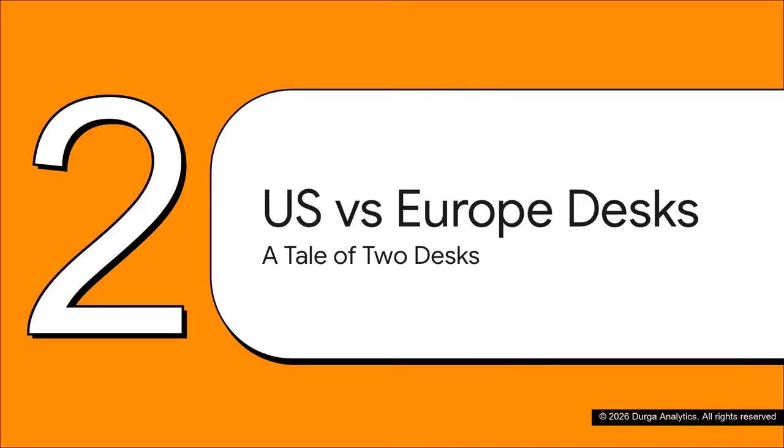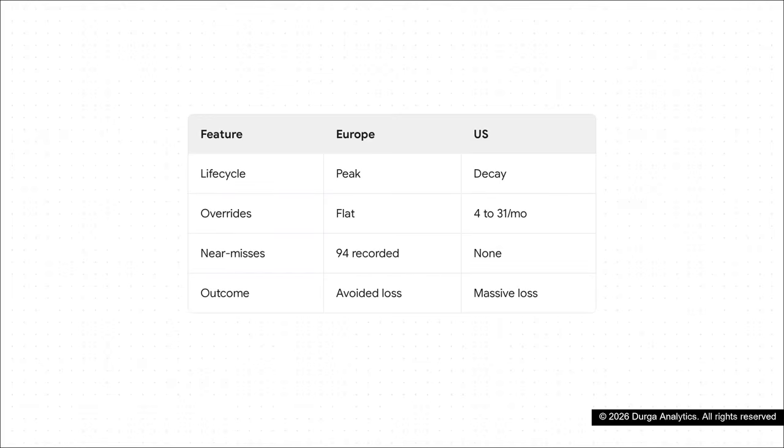Moving right along to Section 2, 2 desks, US versus Europe. We always cover both regions because they are structurally totally distinct, and frankly, they tend to fail in very different ways. Let's contrast 2 constructed composite case studies. We've got a durable European desk and a US desk suffering from that slow endogenous decay we just talked about.